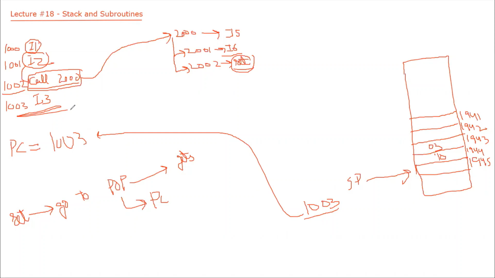So stack is mainly used to implement. What is it used to implement? It is used to implement the functions or subroutines in microprocessor 8085. And as you can see here, stack is used to store the return address. Not only the return address, for example, let's take an example here.